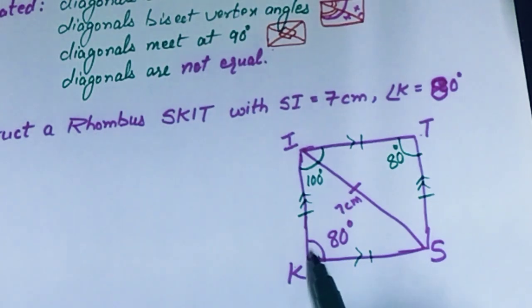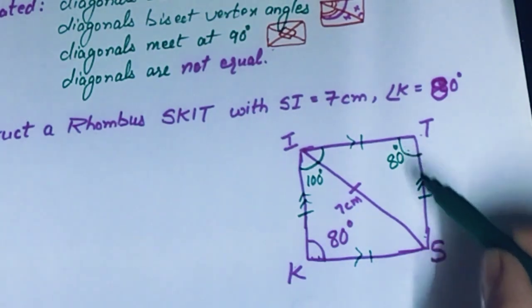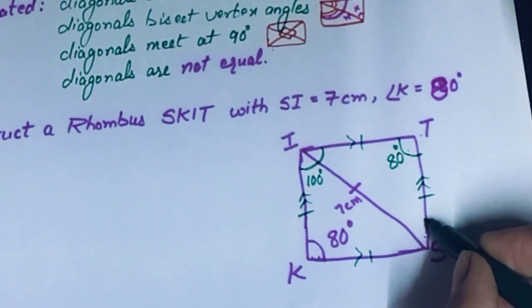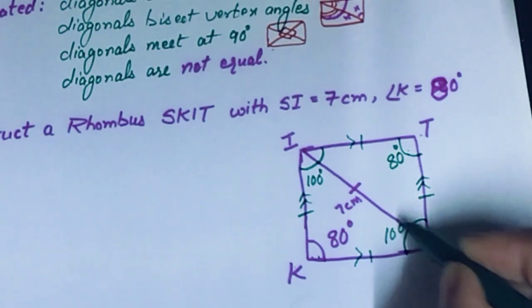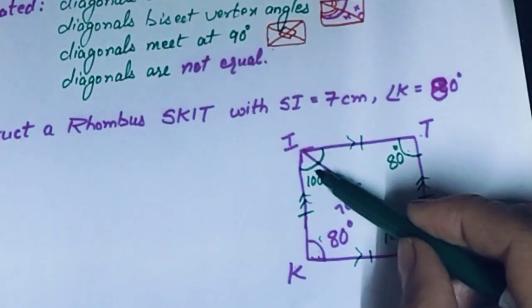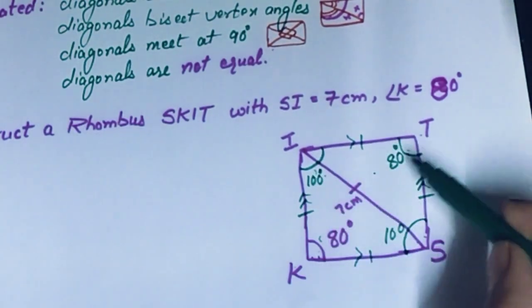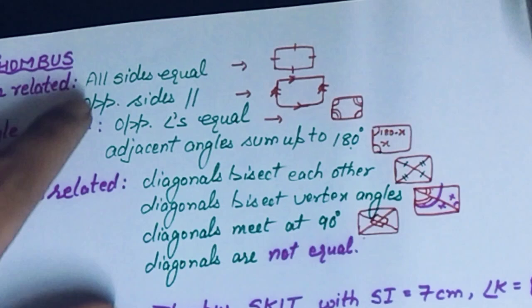And if this is 80, the angle adjacent to this is also this. So if this is 80, this is going to be 180 minus 80. Means the sum of all pairs should be 180. So obviously now the sum is 180. The sum of these two adjacent angles is 180, the sum of these two is 180, and the sum of these two is 180. So we have used these properties.